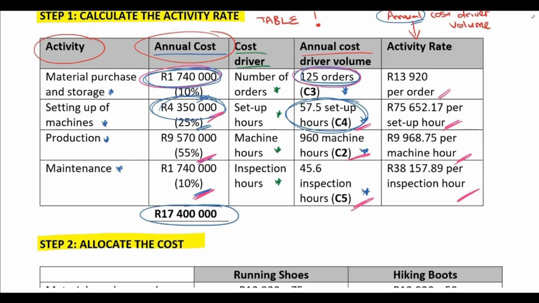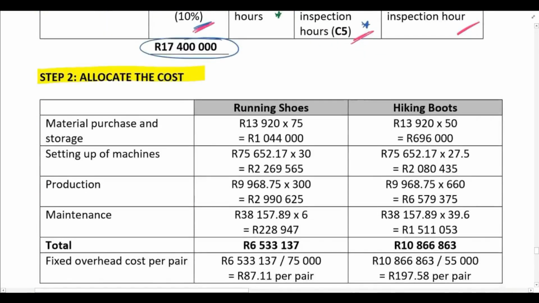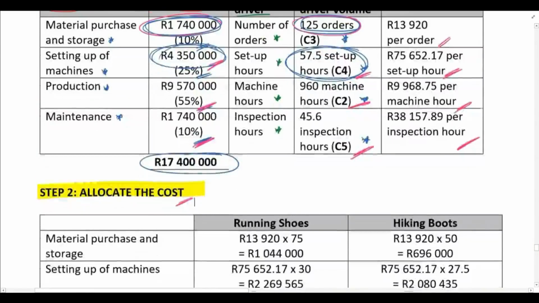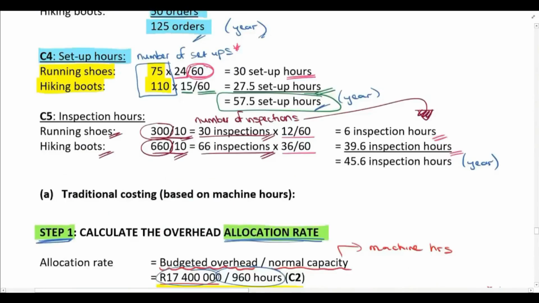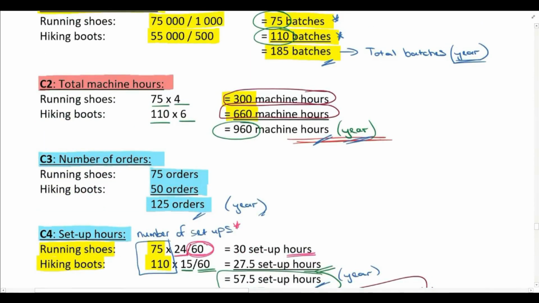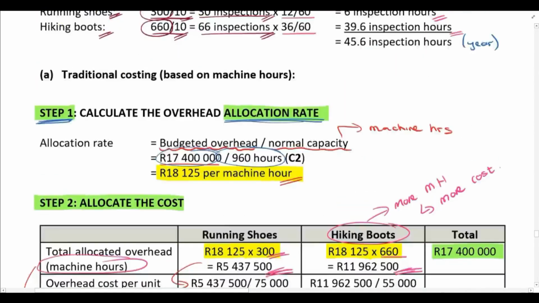Then we do the same thing again. Now that we know what these activity rates are, we take the activity rates and we apportion or we allocate the cost between the different products. So we know that the cost per order is 13,920. We know that running shoes has 75 orders and boots has 50 orders from above over here. And we apportion the cost between the different products.